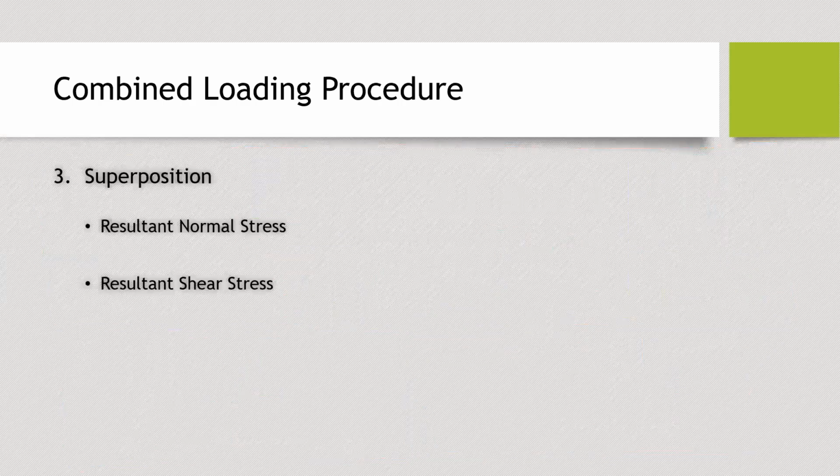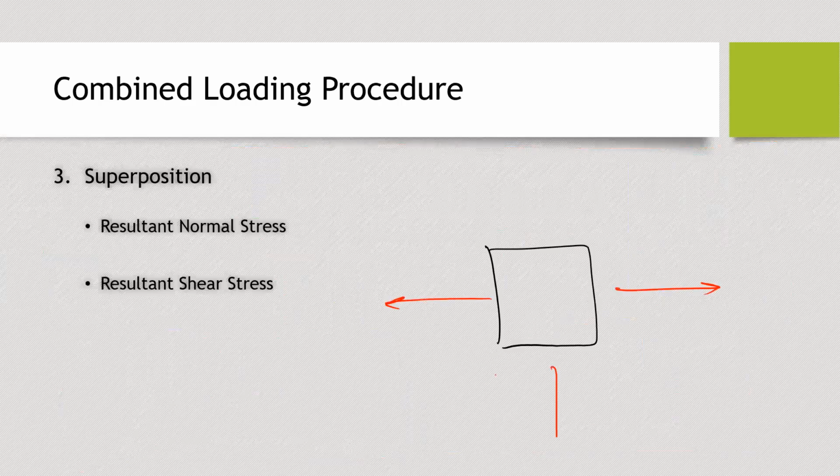So I just explained what this slide says. Basically, you get your resultant normal stress and your resultant shear stress, and then that gives you what you're going to put onto this little cube. So this little cube might have some tension, possibly some compression, and some shear. The magnitudes of these arrows are from the addition of the corresponding components.